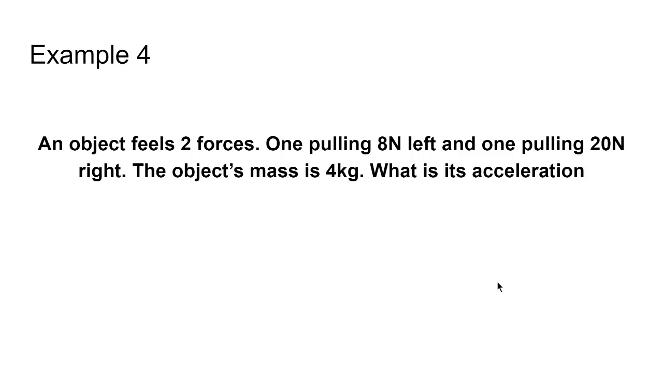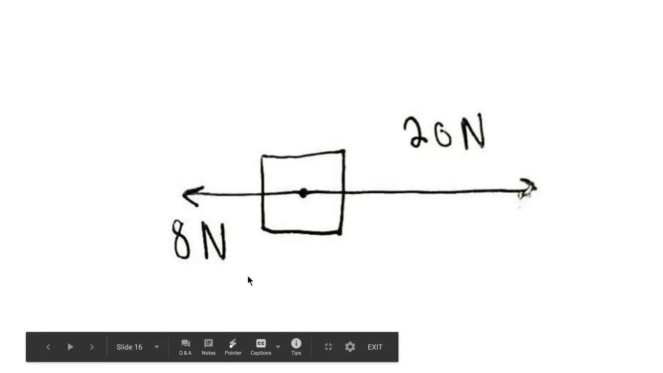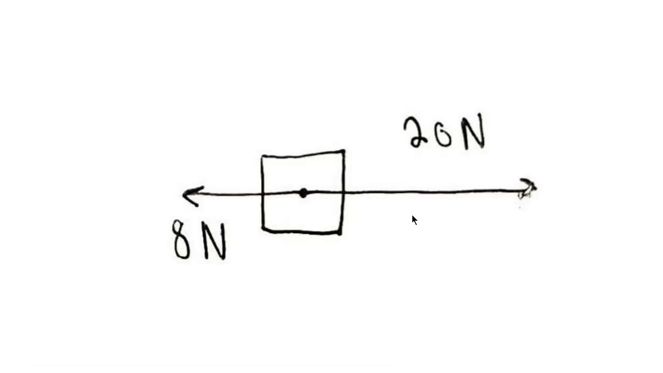Let's take a look at example 4. An object feels 2 forces. One force is pulling 8 newtons to the left, and one force is pulling 20 newtons to the right. The object's mass is 4 kilograms. What is its acceleration? Once again, we're going to start by drawing a free body diagram. So we have this force going to the left, and it's 8 newtons, and we have this force going to the right at 20 newtons. Notice how I drew this force bigger than this one, because this is a greater force. It's going to be going that way.